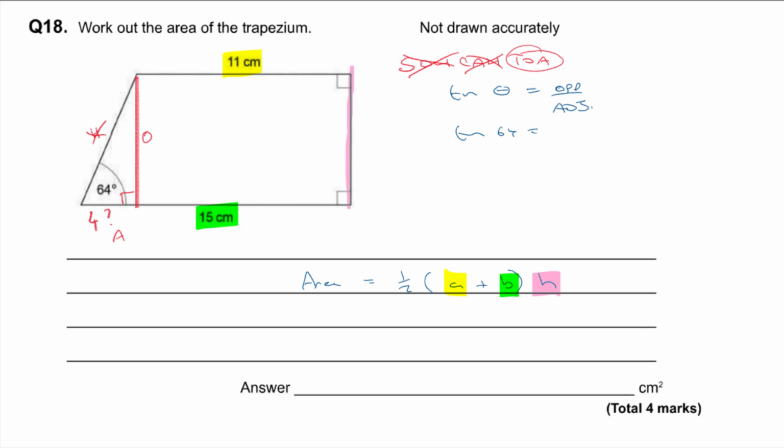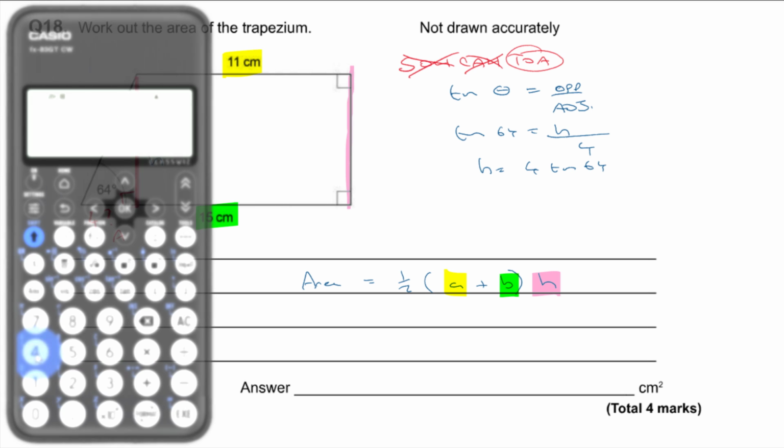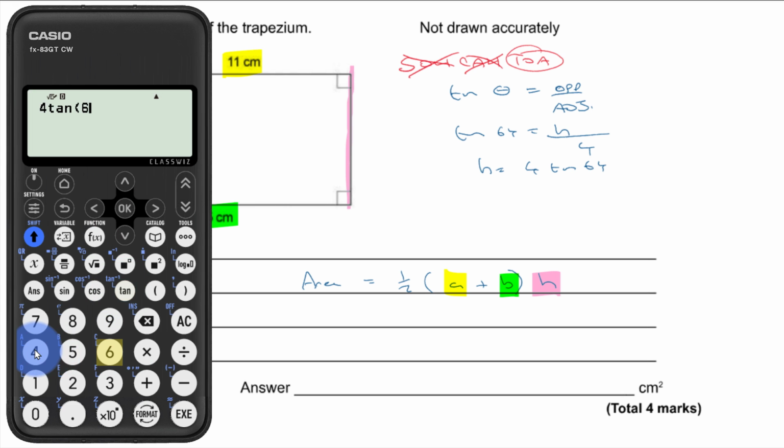The opposite is the one I want to find. I'm going to call that the height of the shape because it matches with my formula down there. And then the adjacent is going to be 4. So then H is going to be 4 tan 64, isn't it? Type that into the calculator. 4 tan 64. That's 8.20.